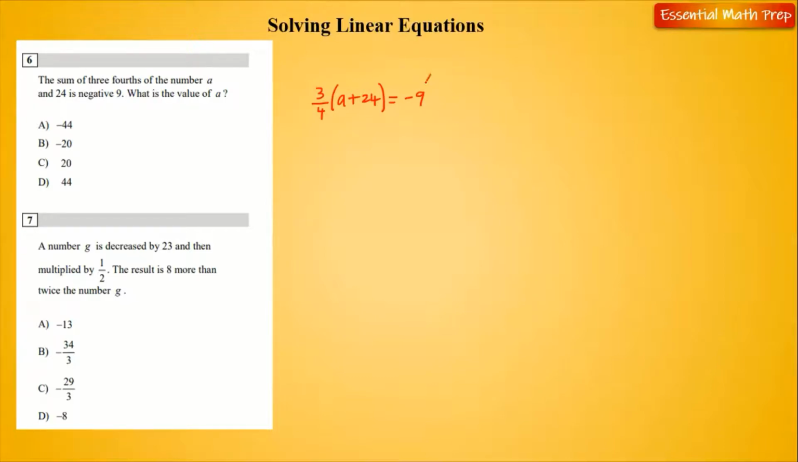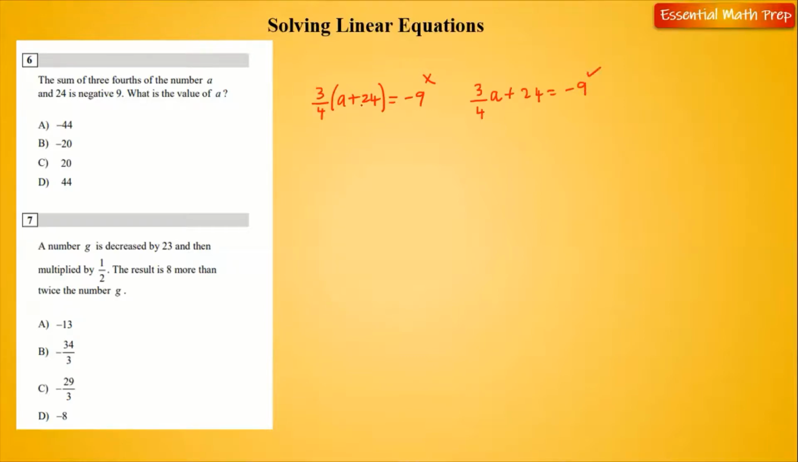Well, I'm telling you, this is wrong. Why? Because the question says the sum of 3/4 of the number a. The 3/4 is only for the a and not for the 24. If it is for the 24, then they would have said a comma 24. It's separated by an "and", so that means it's 3/4 of a, plus 24 equals -9.